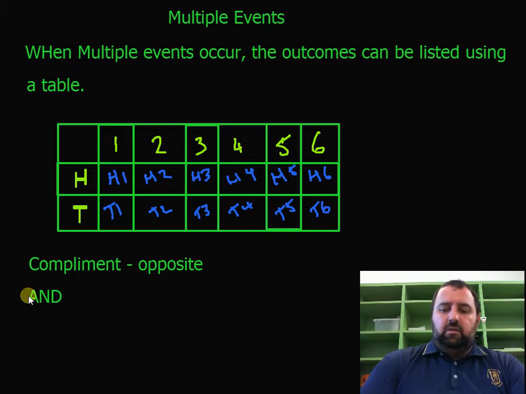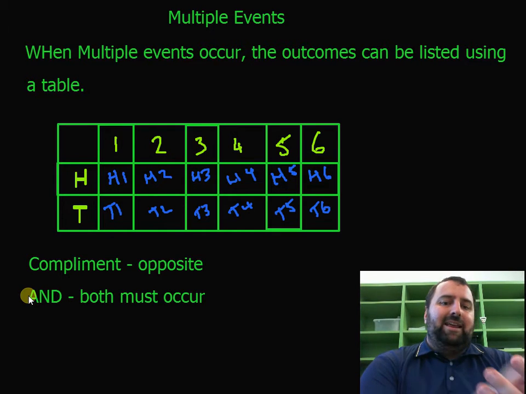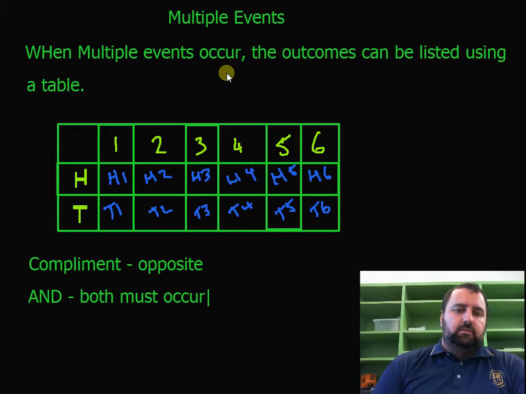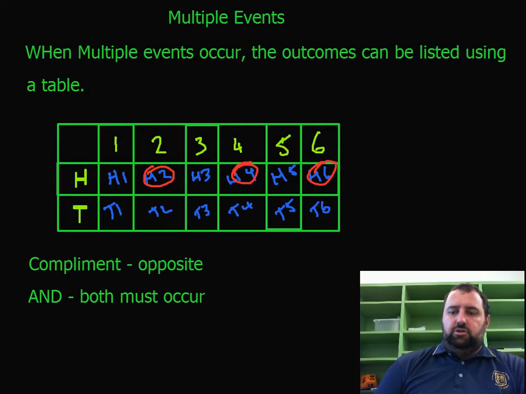The next one is the idea of the word and. So if I talk about getting a head and an even number, that would mean that I would have to get heads, and I'd have to get a 2, a 4, or a 6. The idea of and means that both have to occur. Okay, so looking at this situation, the idea of saying heads and an even number means that I could possibly have heads and 2, heads and 4, or heads and 6, because they're the only ones that have both situations.